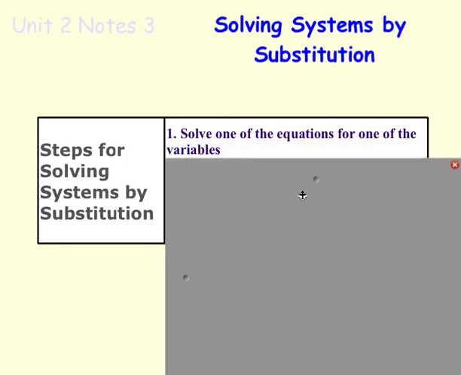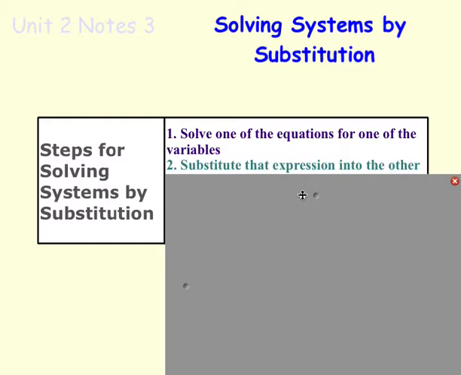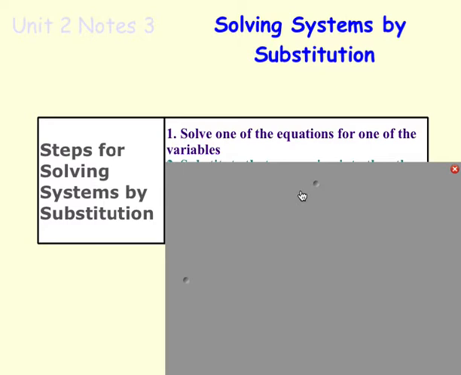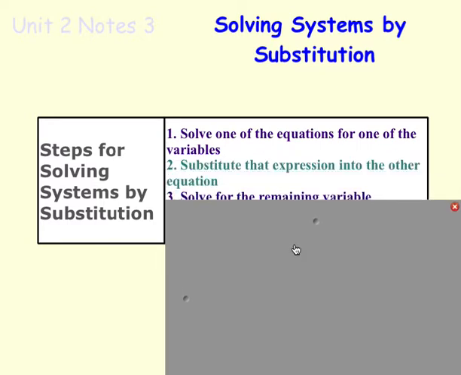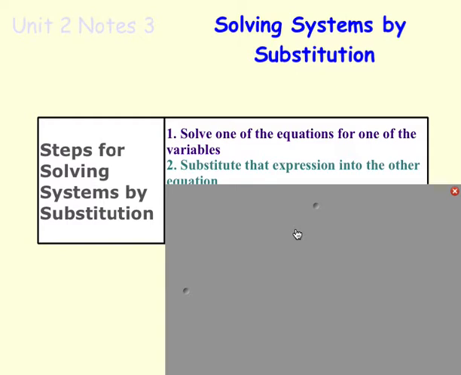So steps for solving systems by substitution. The first step is to solve one of the equations for the variable. So we want to have y equals, or even x equals. It doesn't matter which variable, as long as one of them is solved for. Taking a look at number 2, we want to substitute that expression into the other equation. So we're going to take whatever that expression is and we're going to substitute it in. That's why it's called substitution.